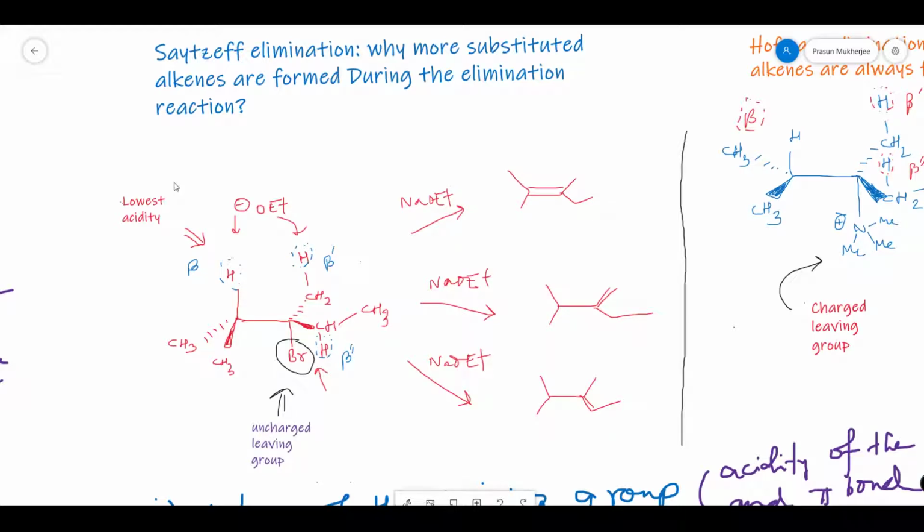So today we will discuss the Saytzeff elimination versus Hofmann elimination in detail. In case of E2 elimination, there are generally these two choices. The mechanism will go either via the Saytzeff pathway or via the Hofmann pathway. So what factors are essentially the cause for this anomaly? Today we will discuss that topic in detail.